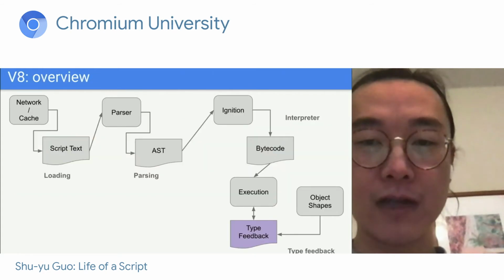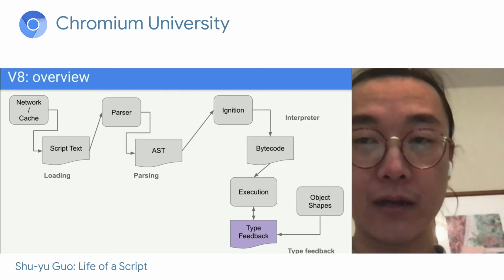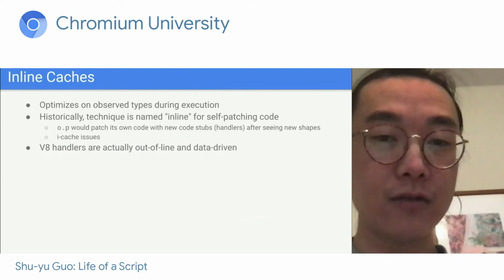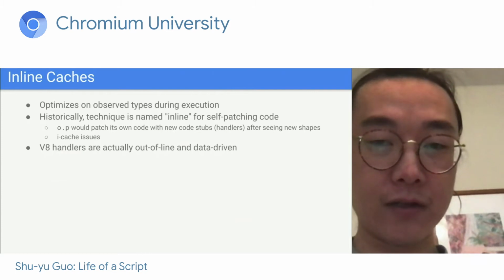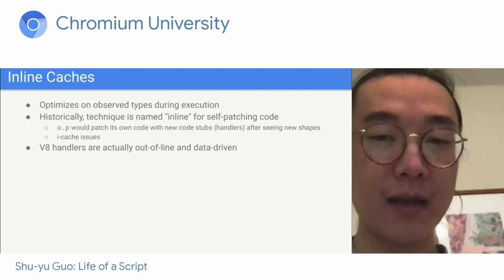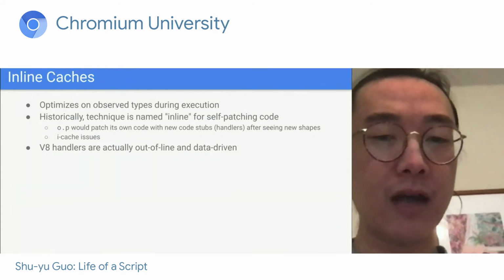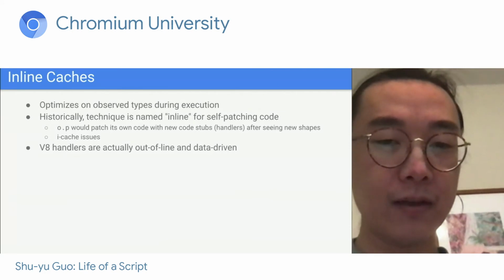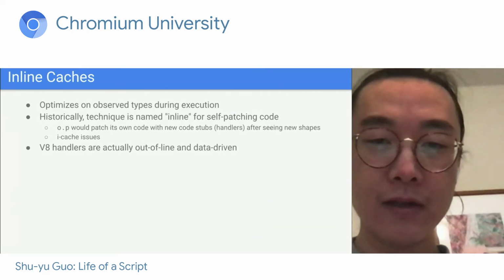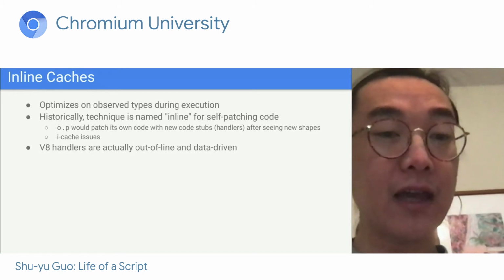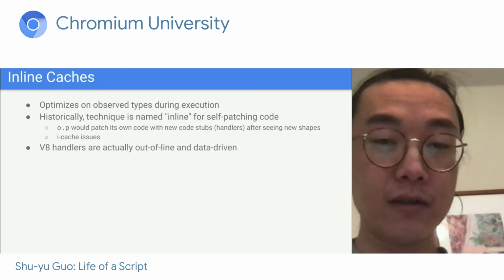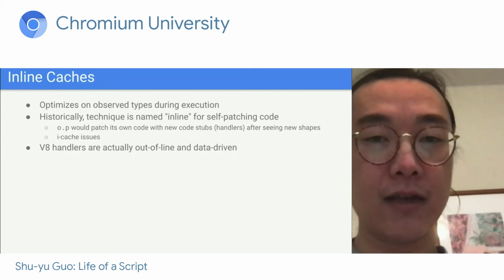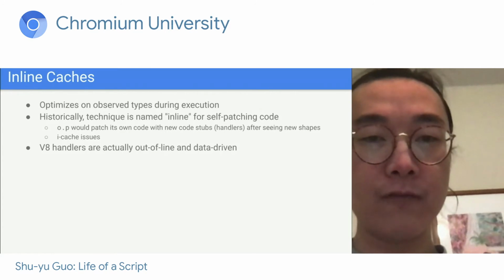So that's how we track the shapes, but how do we actually use it to speed up bytecode execution? The basic idea of inline caches, or ICs, is to optimize on the observed types during execution. The technique is named inline because historically, in the context of Smalltalk, I think the optimized handlers actually patched the generated code inline. But that has some instruction cache interactions. Nowadays, V8 handlers are actually out of line and data driven. Instead of self-patching code, I'll show you how it instead takes a little descriptor bit field and decides what to do there.